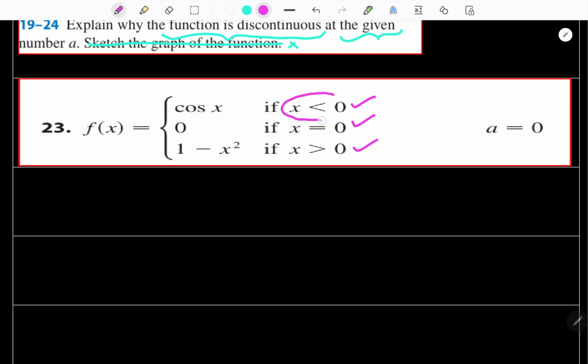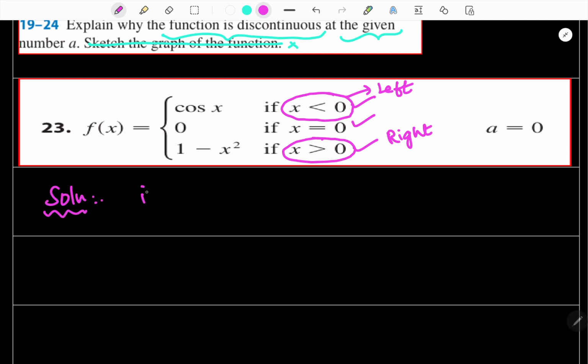When you see x less than 0, this means it is the left hand side. When you see x more than 0, it means the right hand side. So how do you calculate the limit here? You have to calculate left hand limit and right hand limit. Keep in your mind. So let's go to the solution.